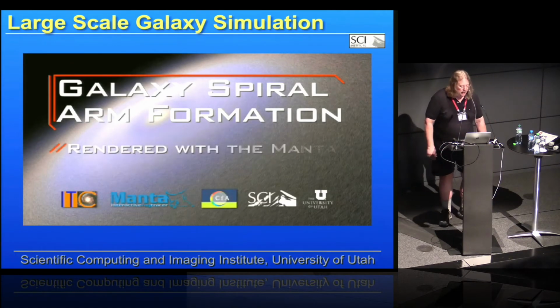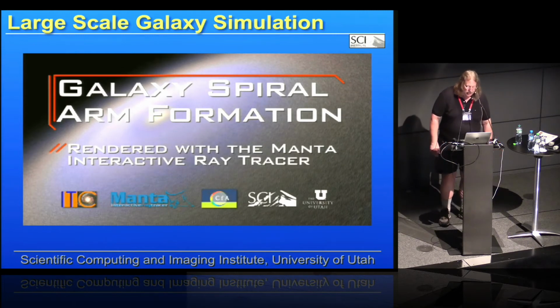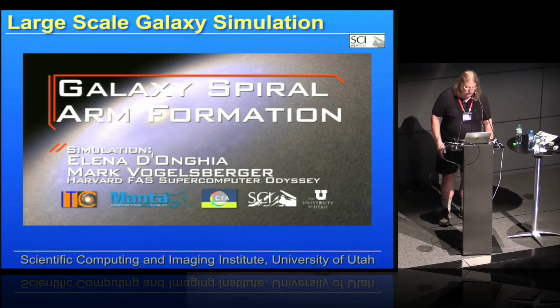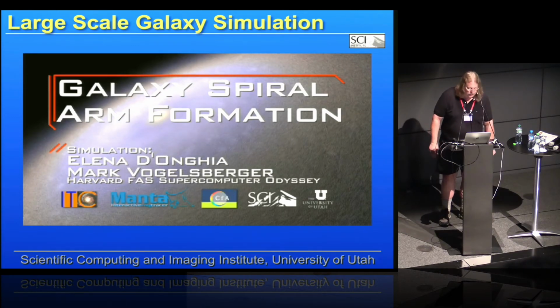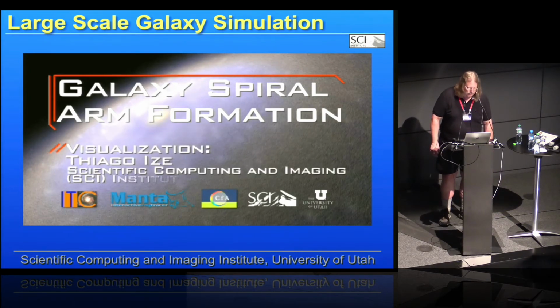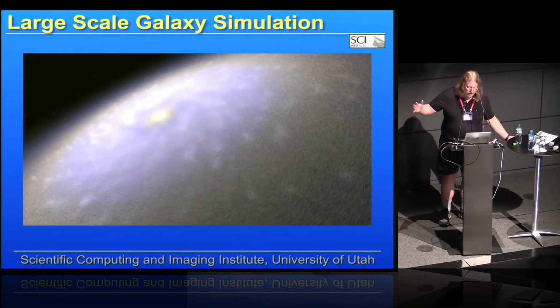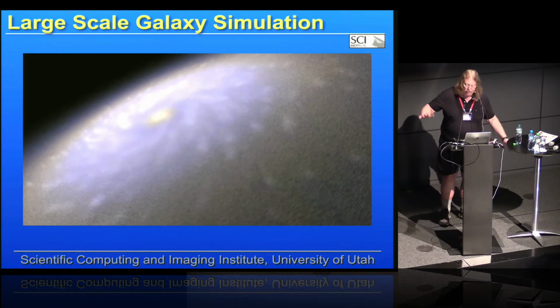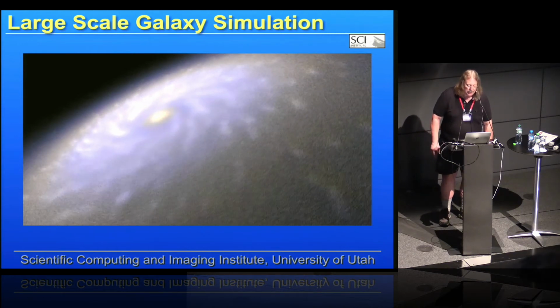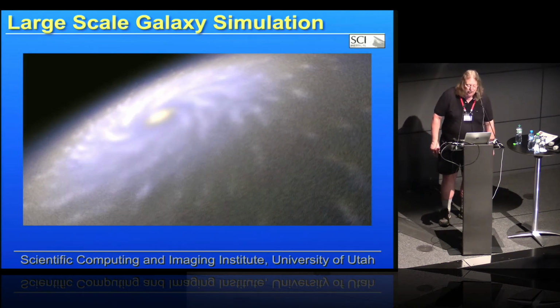So I mentioned galaxy spiral arm formation. This is work done by Elena Dongnia, who was at Harvard University when she did this. She's recently moved to the University of Wisconsin. It's a very, very large-scale simulation where she got multiple terabytes of data and had no way to visualize the data. She happened to be visiting the University of Utah, giving a talk, and heard about our group.